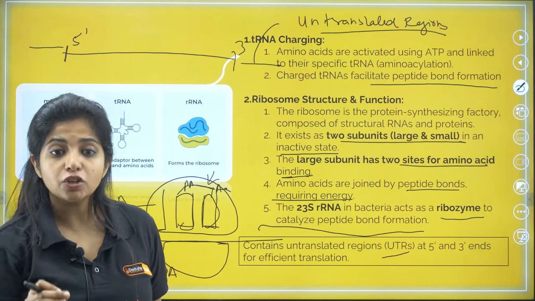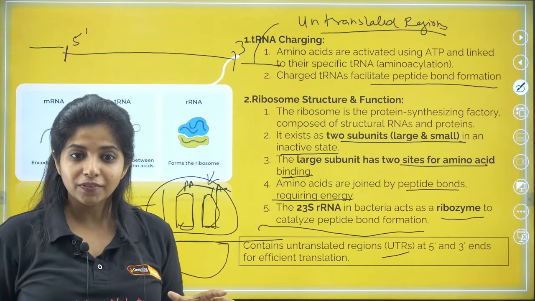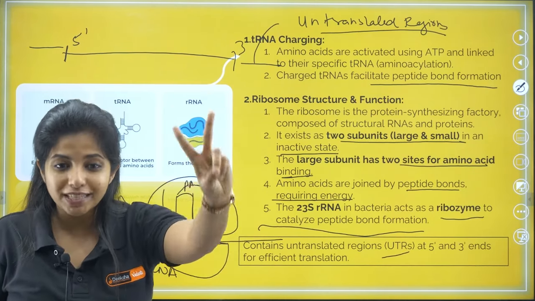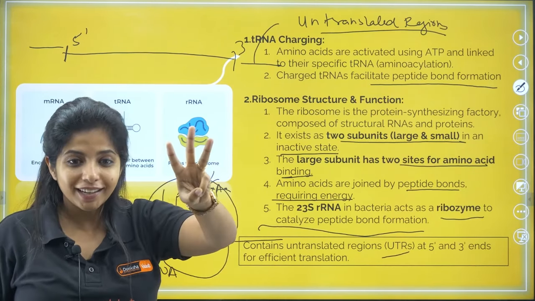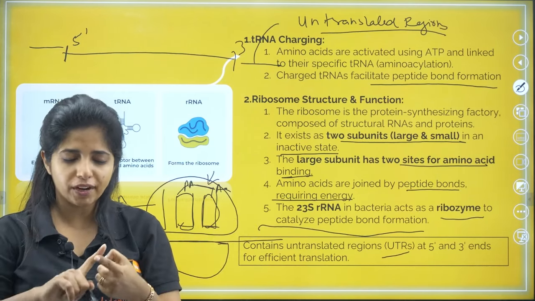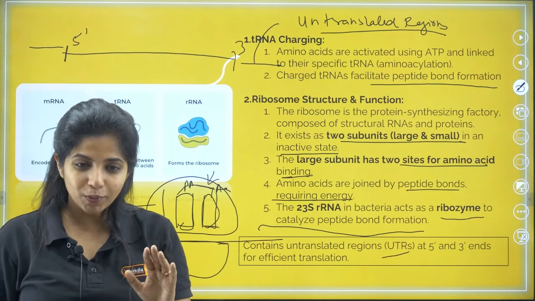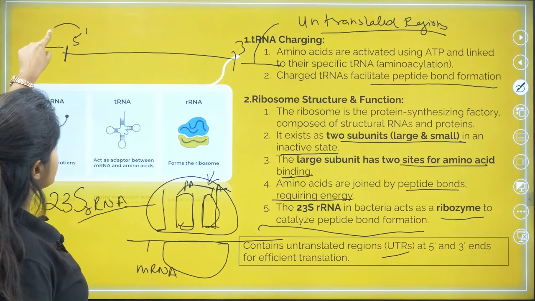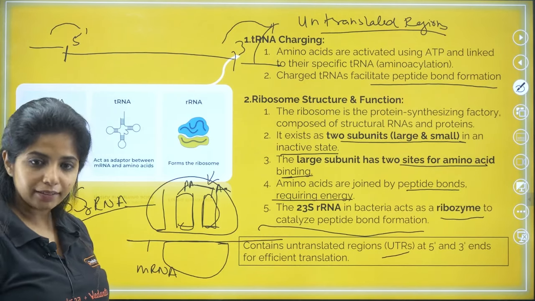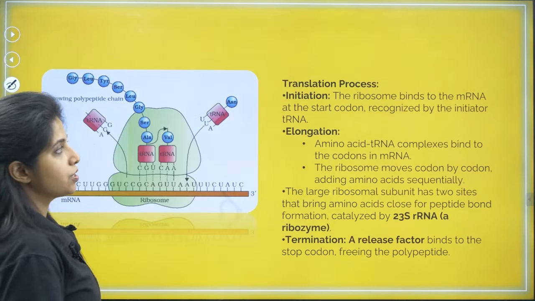Why is it there, my dear children? To protect the mRNA, to make it stable, and to help in initiating the process of translation. Always remember: protection, stability, and helping in initiation of the translation process. Will you be able to remember it? And it is before the 5' end and it is after the 3' end. Okay, done? Cool.